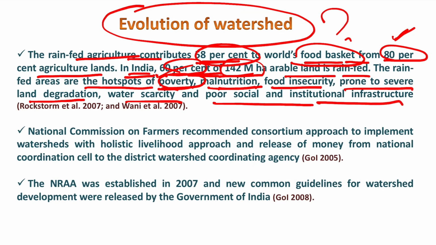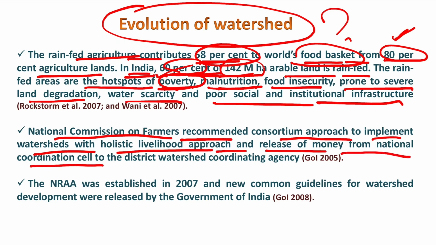We can find this in the dryland areas because the productivity is very less there. So, the National Commission on Farmers recommended a consortium approach to implement watershed with a holistic livelihood approach and release of money from the National Coordination Cell to the District Watershed Coordination Agency.